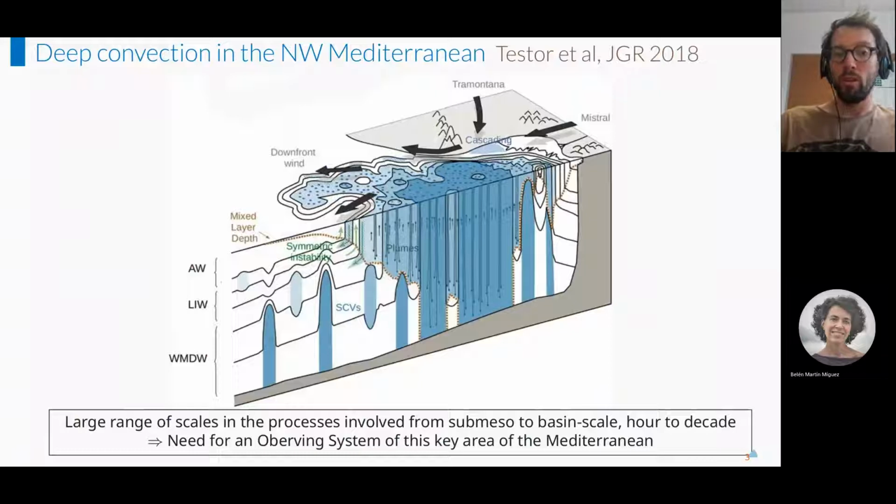So that really brings the need to have an observing system in this area that can actually monitor processes from hours to decades. So to be able to resolve the dynamics of the meso and the sub-mesoscale, and also to monitor the changes on a longer time scale.